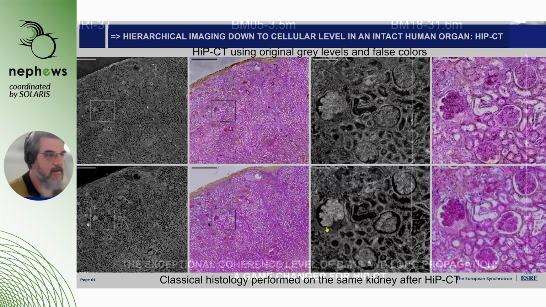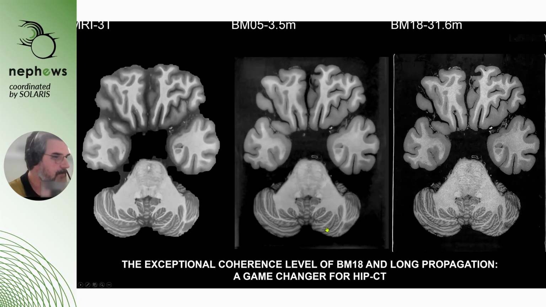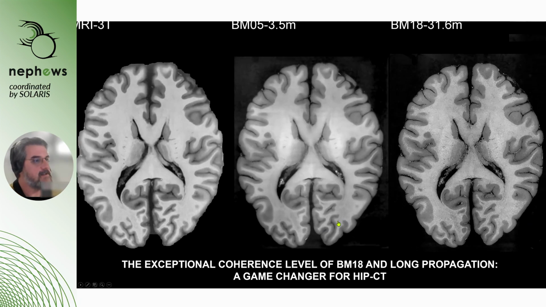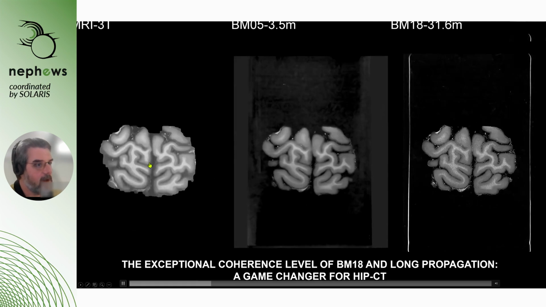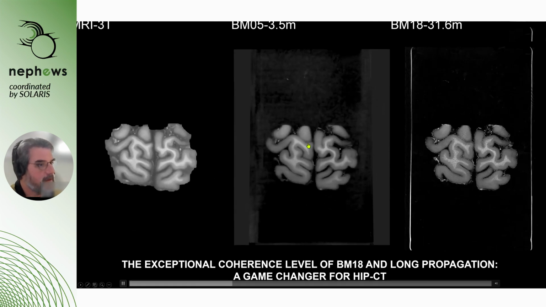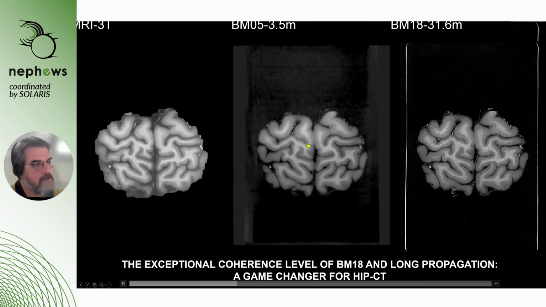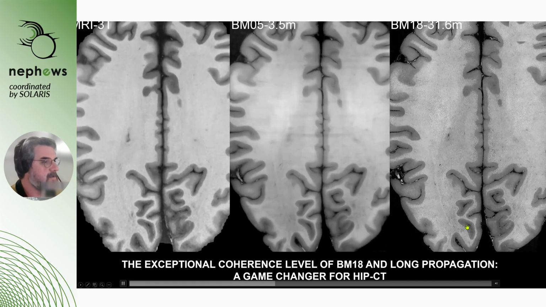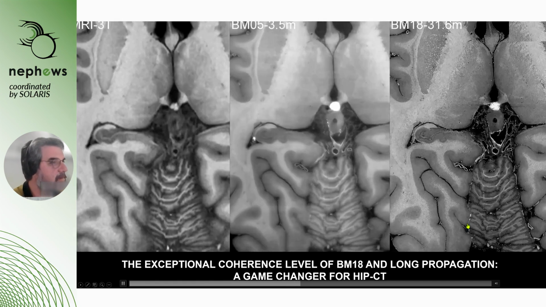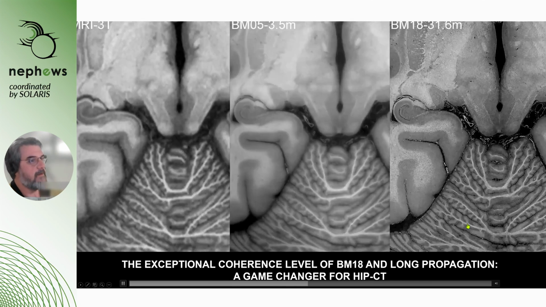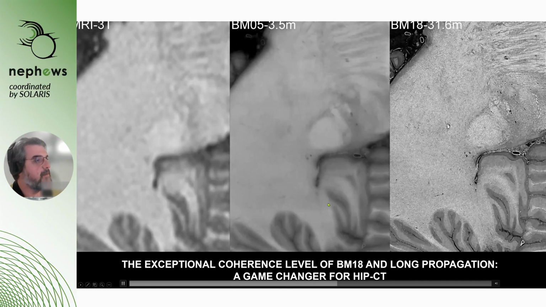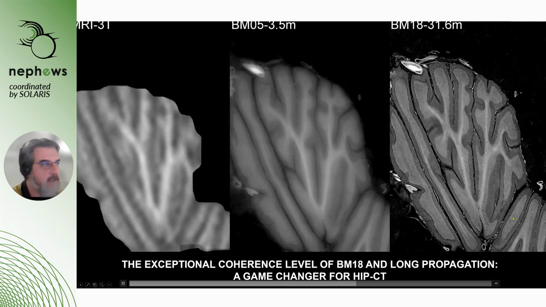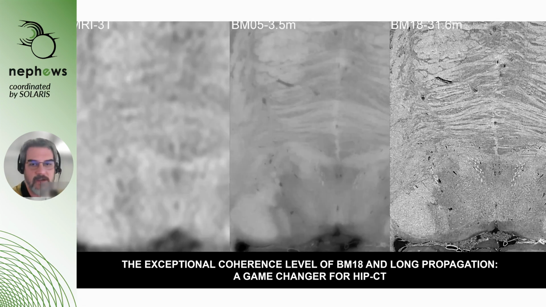Okay, and then, as I said, it started on BM5. And 2 years after, BM18 was ready. And you can see the difference. On the left, you have MRI. In the middle, you have BM5, the original quality we were able to do with the HIP-CT. And on the right, with the same detector on the same brain, you have the BM18 result. For BM5, you have 3.5 meters of propagation. For BM18, you have 31 meters of propagation. And here you can really see the effect of the propagation phase contrast.